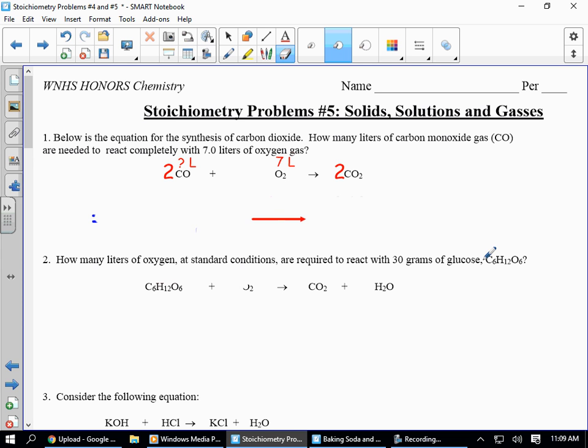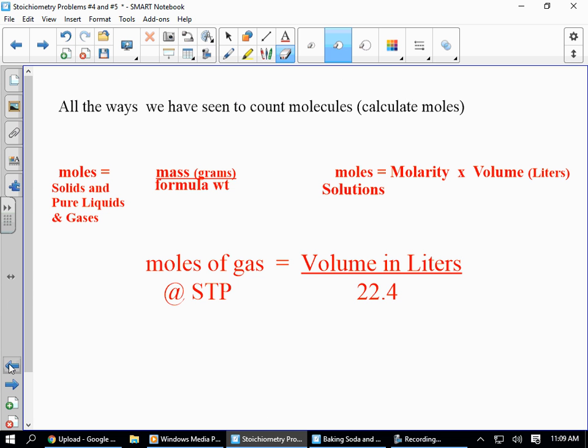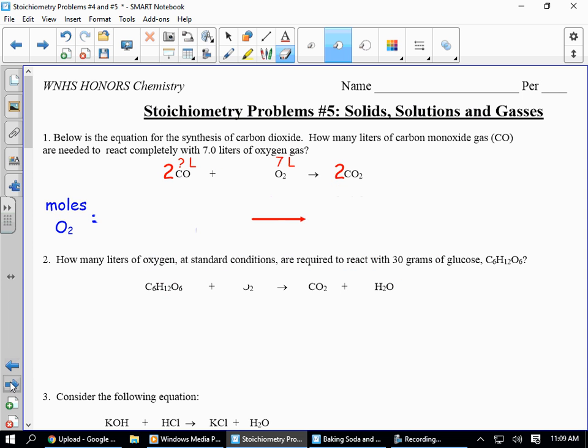I know the most about oxygen, so I can get moles of oxygen. Now, for this worksheet, you're going to be able to use any of these equations, either moles equal mass over formula weight if you're having a pure solid, pure liquid, or pure gas, moles equal molarity times volume in liters if you have a solution, and then the new one, moles of a gas equal volume in liters over 22.4. This is the one we're going to start with here in question number 1 because we have liters of a gas. So we do 7 liters of gas over 22.4.